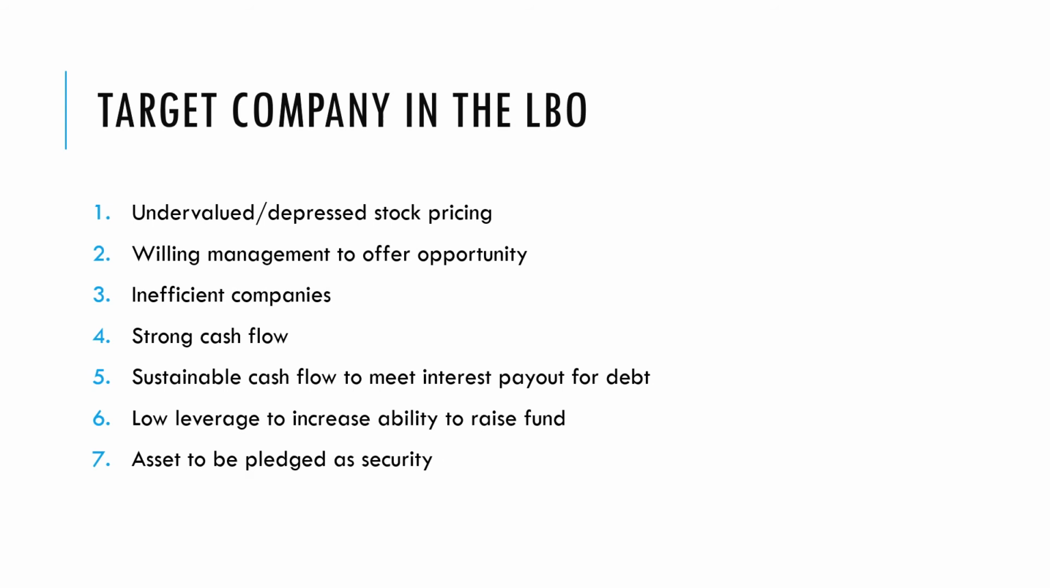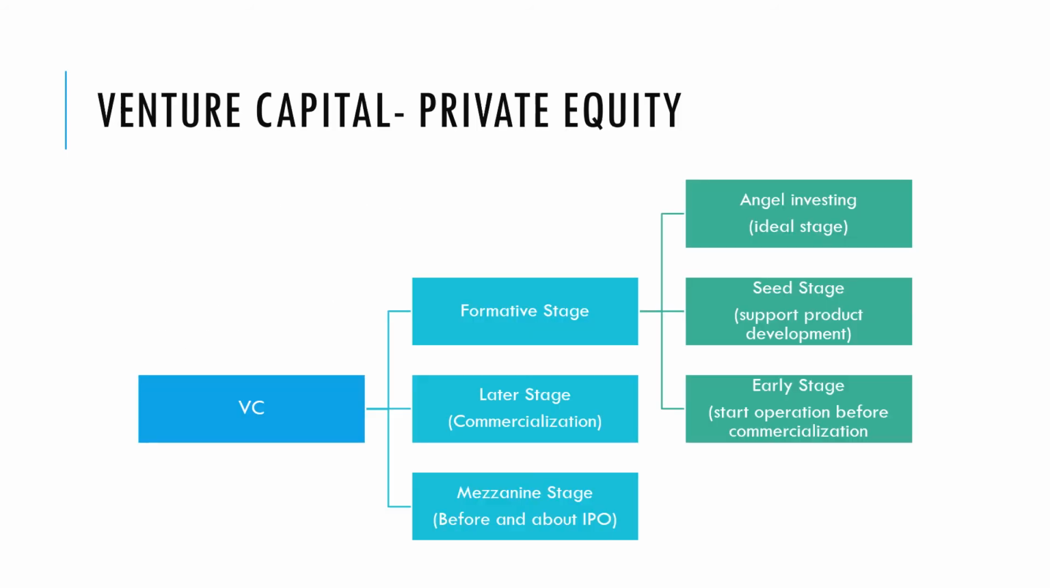This slide explains company characteristics that would be targeted by private equity for leveraged buyout. For example, a private equity firm would seek undervalued companies to proceed with a leveraged buyout. In venture capital, it engages primarily in early stage company investment. If the investment is based on an idea by the inventor, that is known as angel investing.